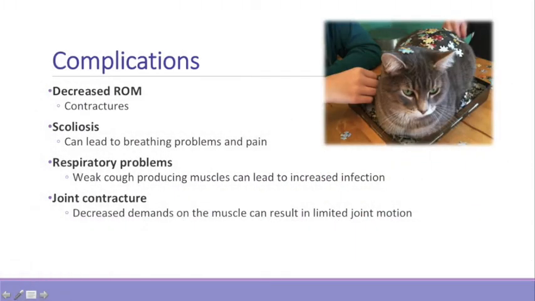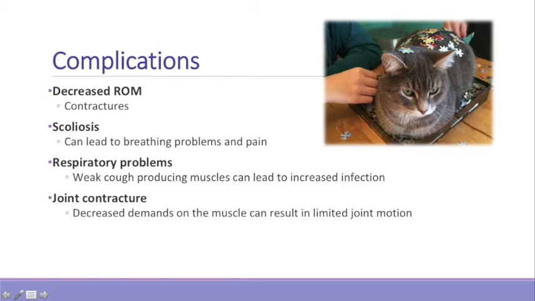DMD leads to many complications. Disuse will lead to many problems: atrophy, contractures, scoliosis, weight gain, deformity, GI problems, and as I mentioned, cardiac and respiratory dysfunction. These are the most common complications. These patients may also experience pain.